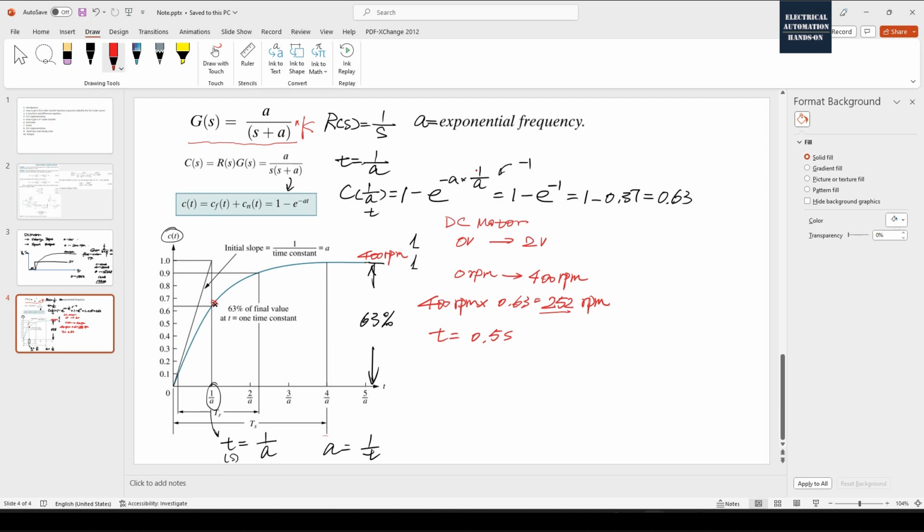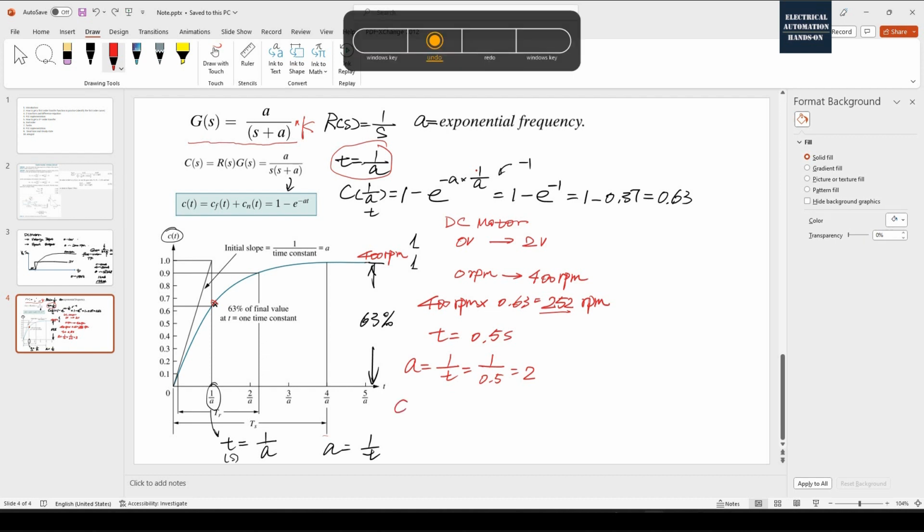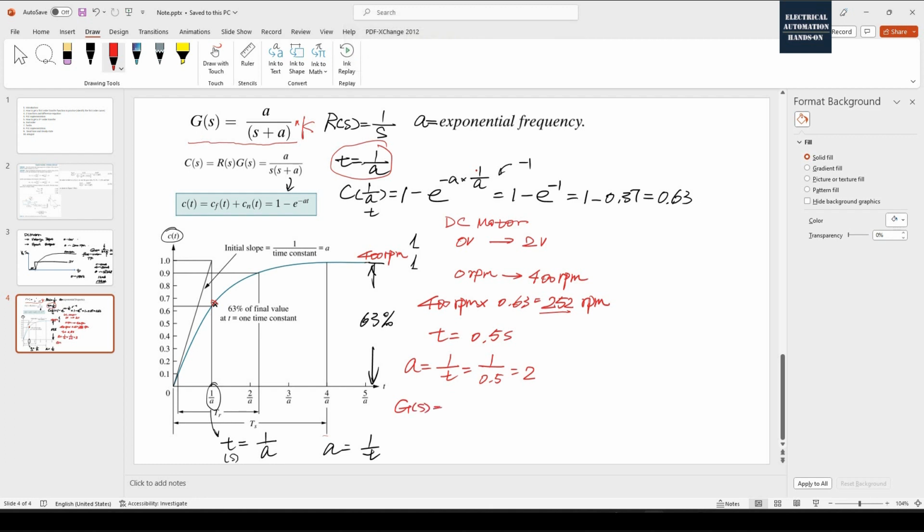Then how can we calculate this A here? The A equals 1 over t. So 1 over 0.5, that equals 2. Okay? We can see we got this A. Then this G(s) transfer function will become 2 over s plus 2. This is our transfer function.